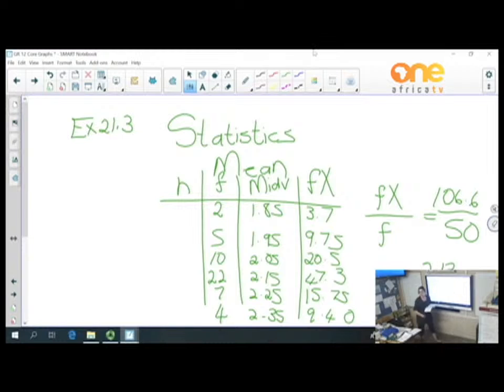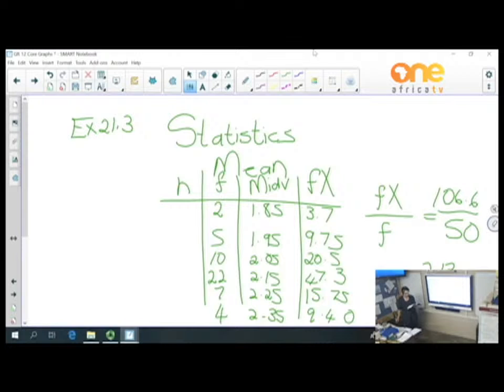2.13. Just be careful. I see so often the learners will know what to do, but they make a mistake somewhere here and then you lose the marks. It usually counts 4 marks: mid value, fx, there, and the answer. So it's a question that counts a lot of marks.